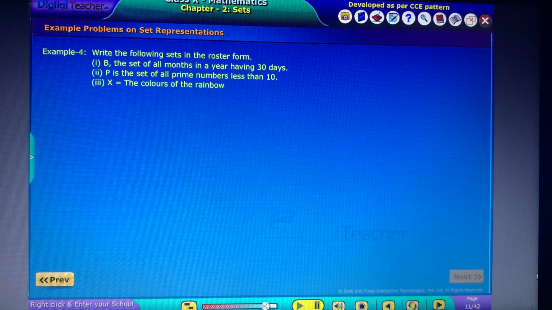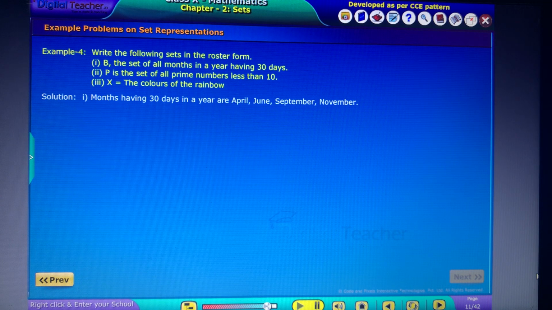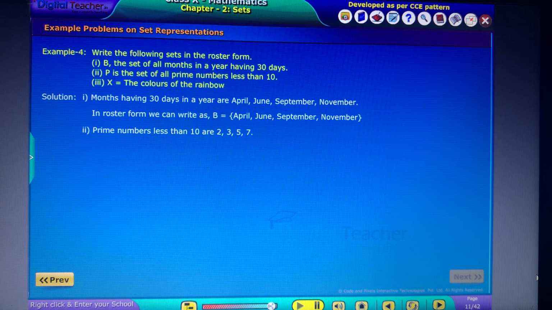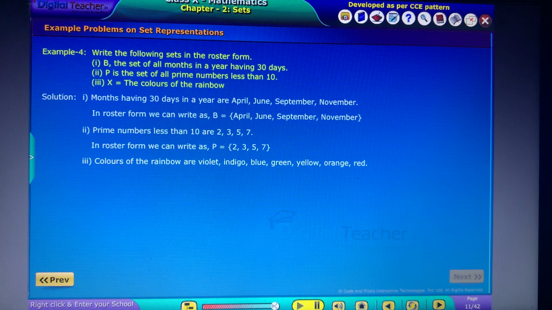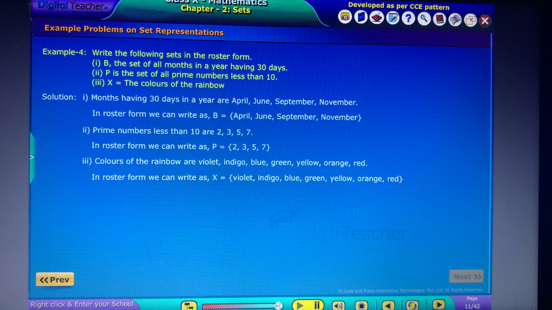Write the following sets in the roster form. Solution. Months having 30 days in a year are April, June, September, November. In roster form, we can write B as shown. Prime numbers less than 10 are 2, 3, 5, 7. In roster form, we can write B as shown. Colors of the rainbow are violet, indigo, blue, green, yellow, orange, red. In roster form, we can write X as shown.